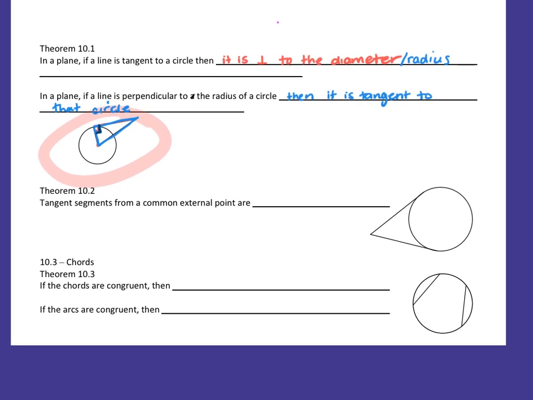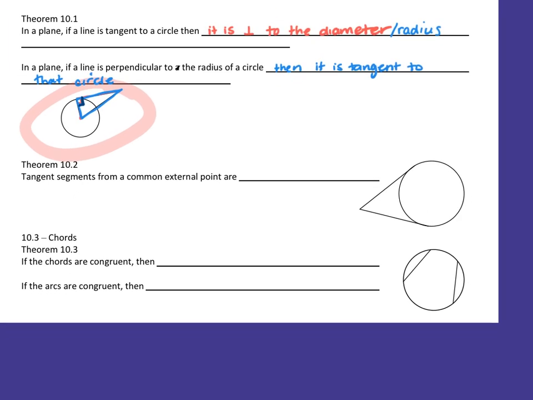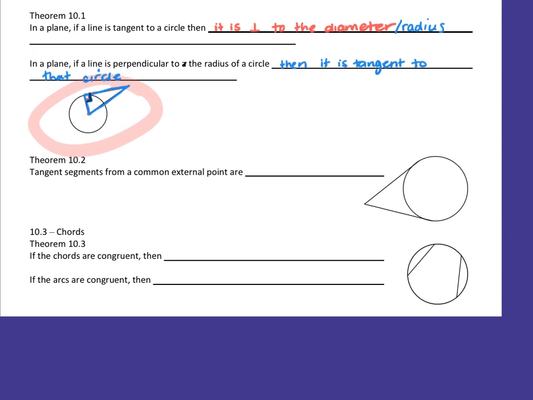10.2 is tangent segments from a common external point. This is that ice cream cone shaped one, and those tangent segments would be congruent. So this segment would equal this segment.